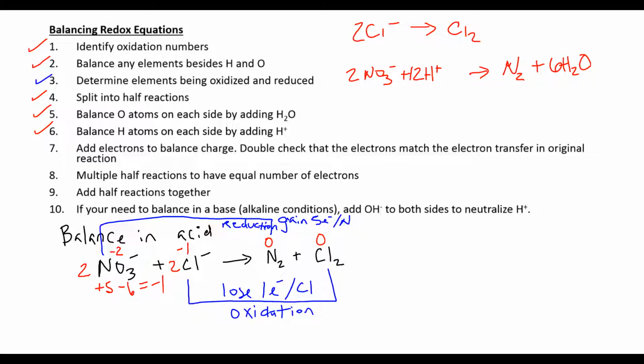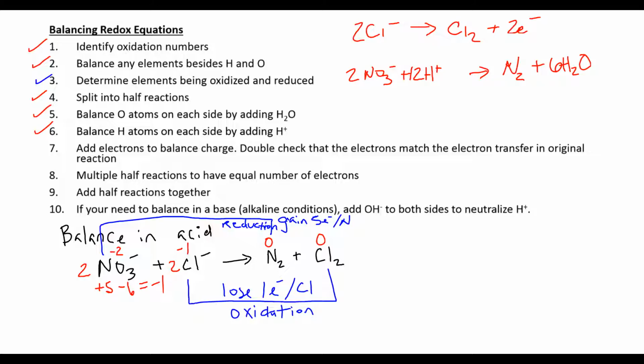So you'll notice in our first reaction, the total charge on the reactant side is a -2 because each chloride has a -1 charge, whereas the chlorine does not have a charge. So we can balance that total charge by adding 2 electrons to the product side for this half reaction.